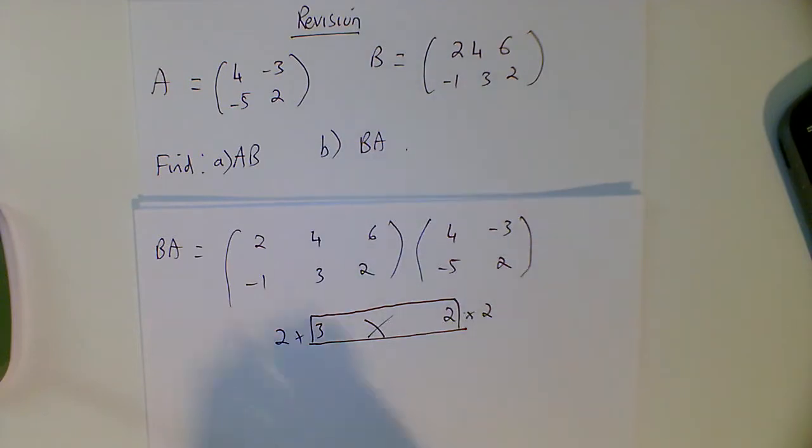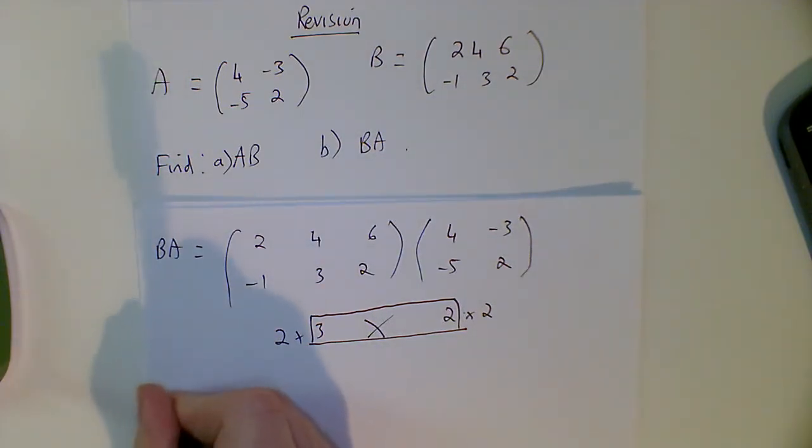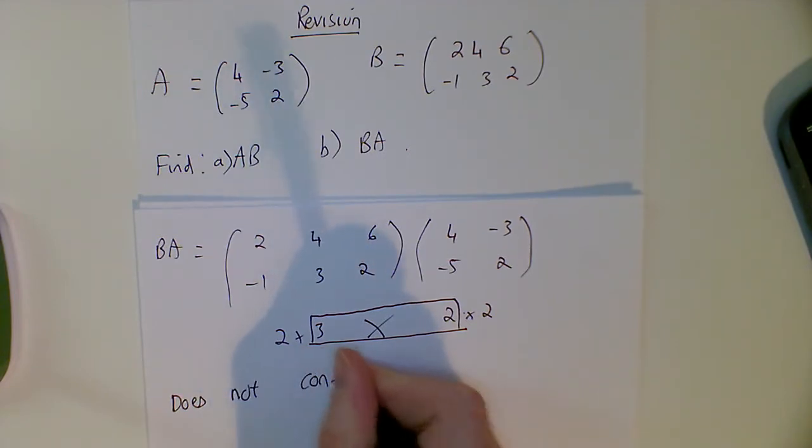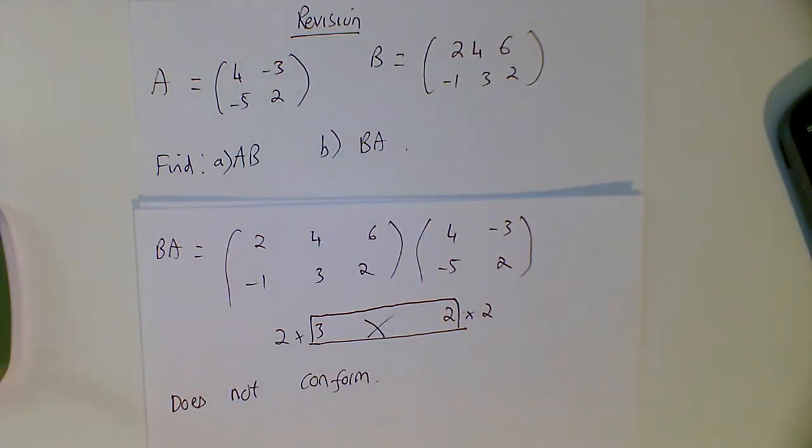And they're not. So all we need to do is write does not conform. So B times A does not exist. Okay, there is no matrix BA.